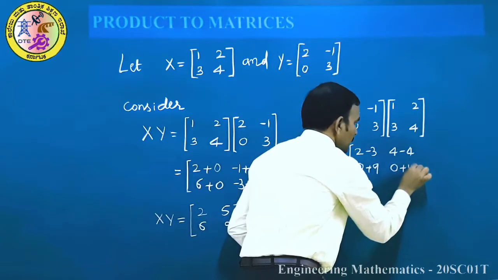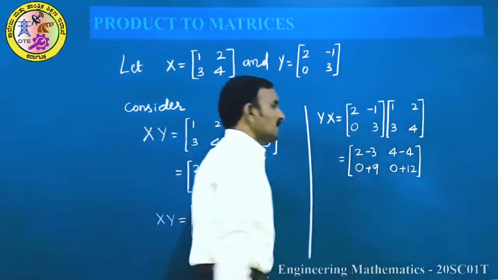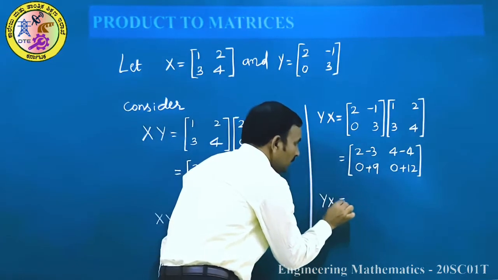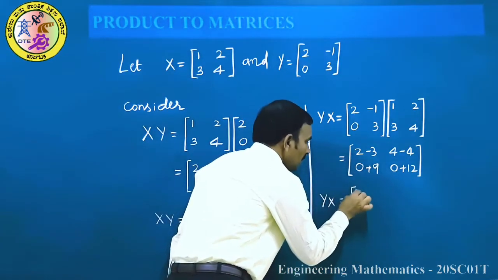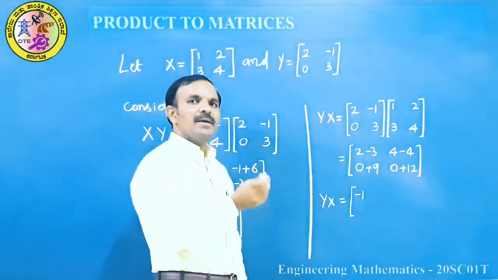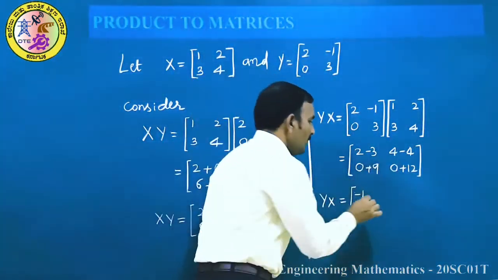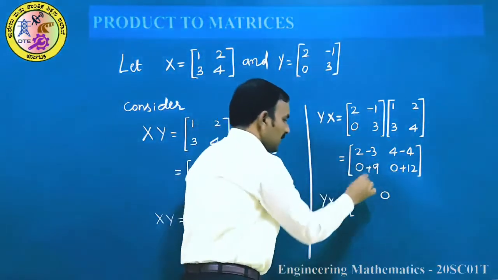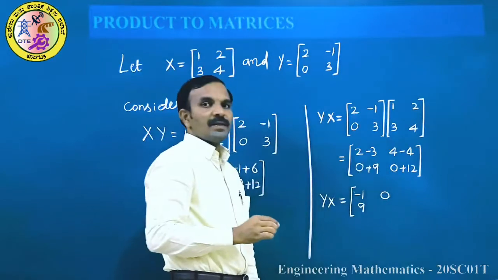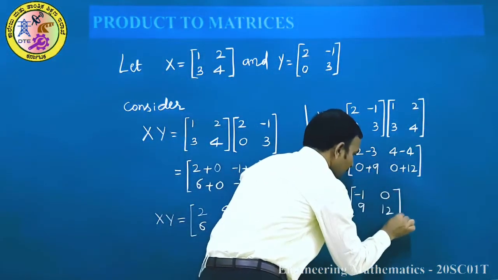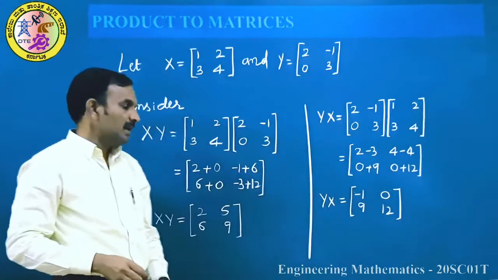What is yx equal to? 2 minus 3 is minus 1. 4 minus 4 is 0. What is 0 plus 9? 9. 0 plus 12? 12. Now this is yx.